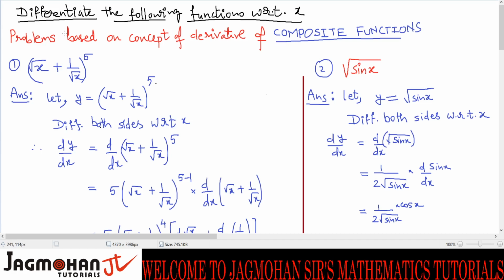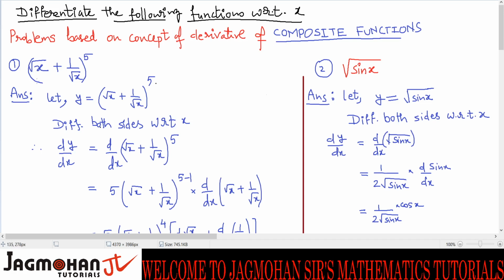In the last lecture I taught you the derivative of composite functions. In this lecture we are going to take some simple problems wherein we are going to learn how to differentiate functions of x which are composite functions. As you can see in the heading, differentiate the following functions with respect to x. In red ink I have written problems based on the concept of derivative of composite functions.